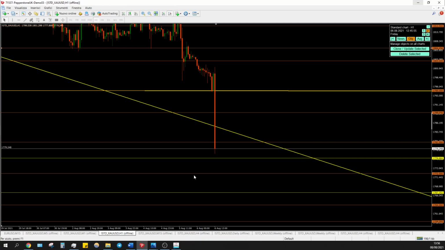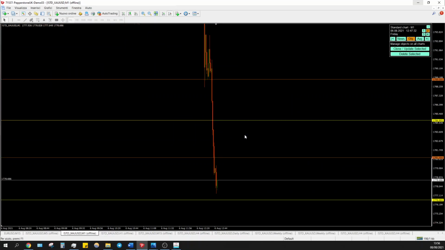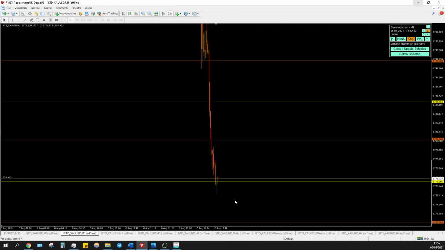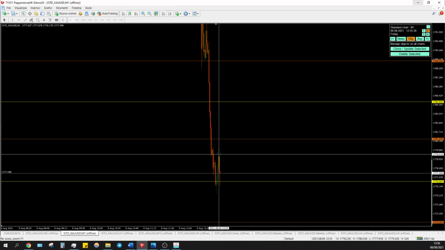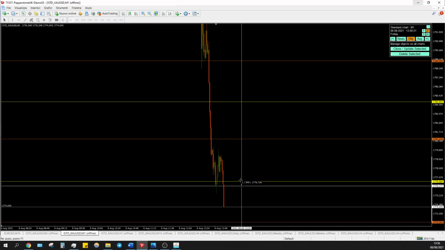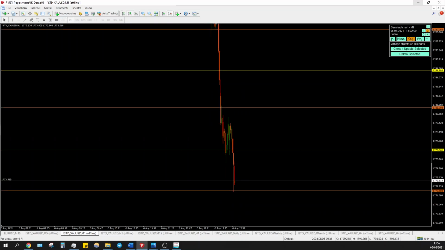1776. Very good. 1776. Rejection. Take profit and then some action again. Safe sell below here. Who wants them? Who wants safe sells below 1770? Okay, 1772 tapped. And that's it.